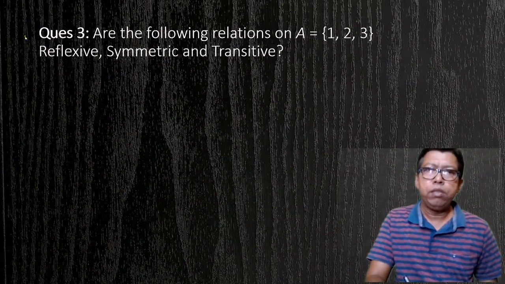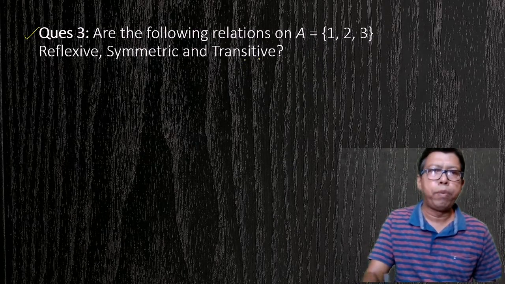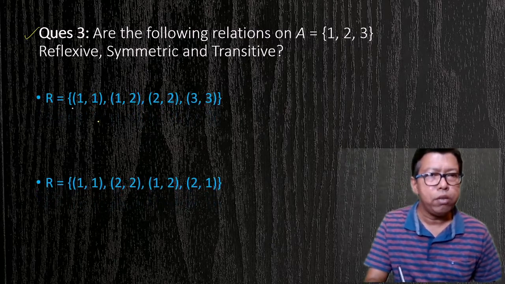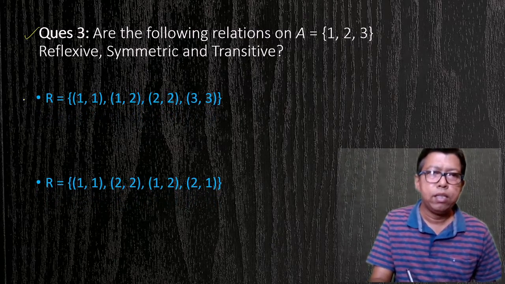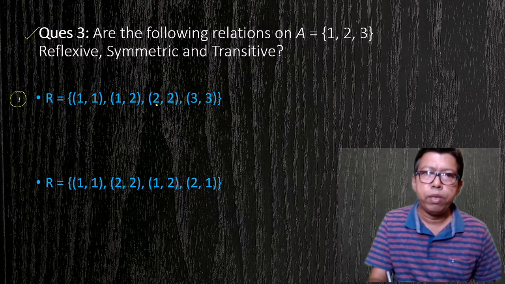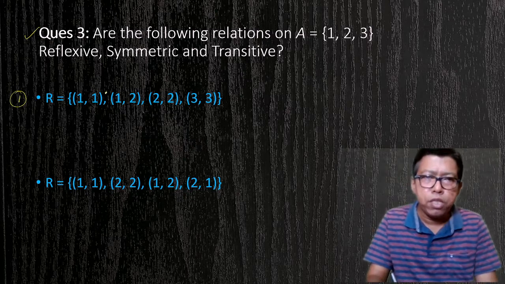Okay, next we take a question. Are the following relations on A, that is {1, 2, 3}, reflexive, symmetric and transitive? We have to check what the relation is. Okay, this is the first relation: (1, 1), (1, 2), (2, 2), (3, 3). Whether it is reflexive, check it.